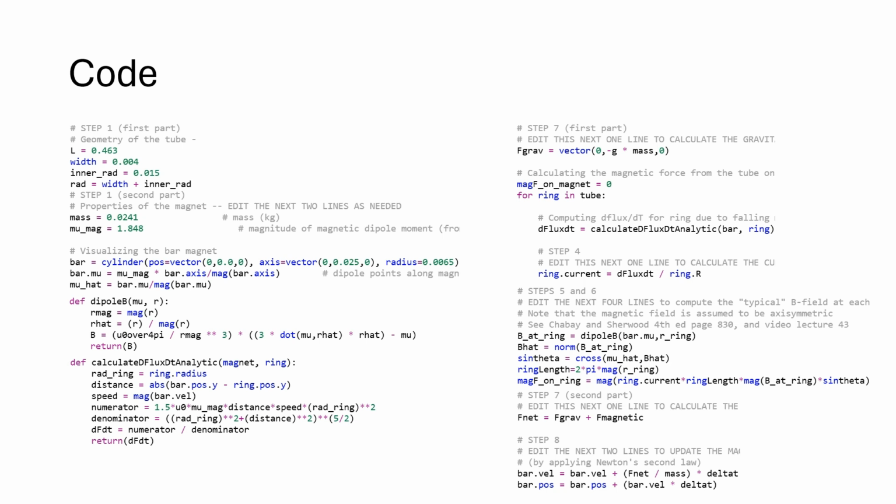Now for the code for this model, we put in the necessary constants, and then for visualization we had to define the dipole moment as well as the change in magnetic flux, which are shown in the bottom left portion. Then we dealt with the forces, so we had the force of gravity, the magnetic force on the magnet, again the change in magnetic flux, and then finally, using all of this, we did the magnetic field along with the F-net, and finally updating the velocity and position with respect to Newton's law.